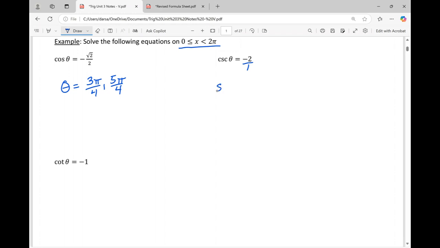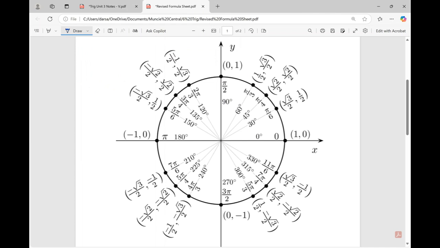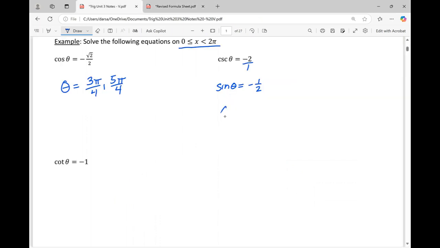Now, if we reciprocal the trig function from cosecant to sine, we reciprocal the fraction. So sine is equal to negative 1/2. Head to our unit circle. Remember cosine sine, x, y. So we're looking for places where the y value is negative 1/2. And we can see that that happens in two places, at 7 pi over 6 and 11 pi over 6. So we have two answers to this question. Theta is equal to 7 pi over 6 and 11 pi over 6.